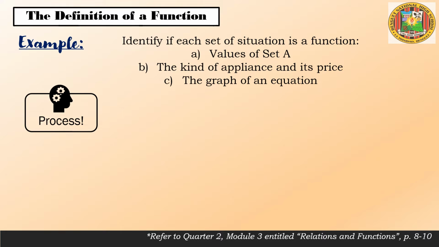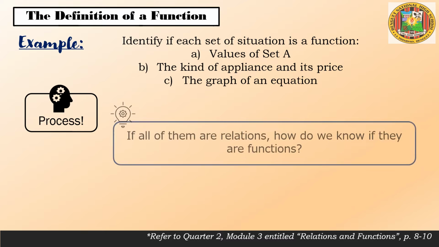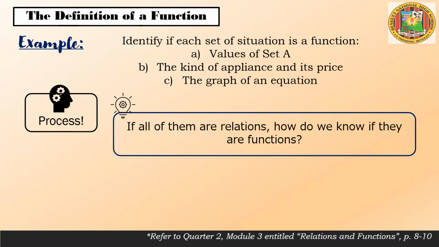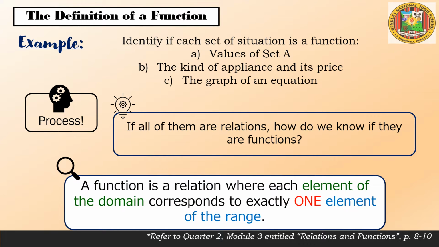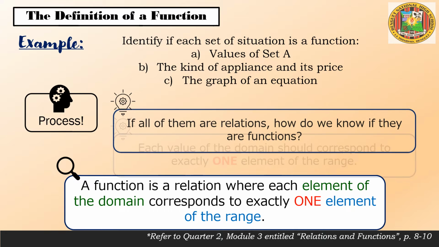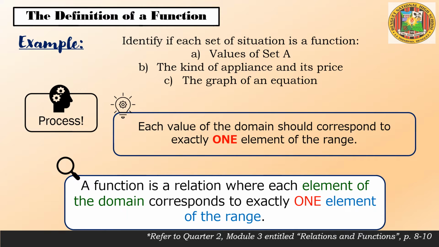Now that we know that each situation is a relation, how do we know if they are functions? A function is a special type of relation where each element or value of the domain matches or corresponds to exactly one element of the range. Thus, we have to study each situation to check that each value of one quantity in a situation corresponds to one value of the other quantity.